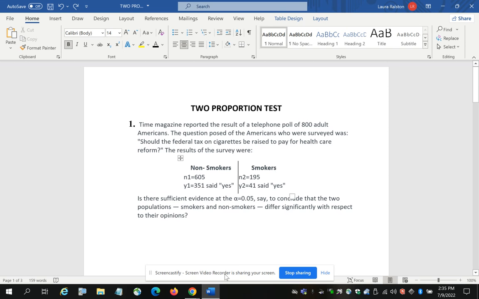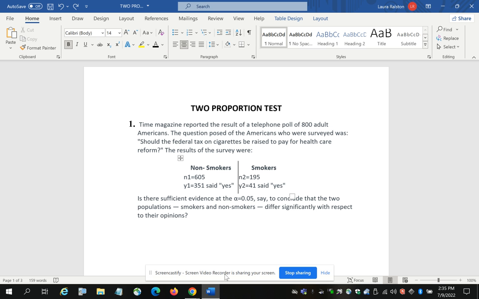I wanted to share some two proportion Z test examples with you. So we're going to take a look. Again, we'll follow the same process that we have for all of the other hypothesis tests that we previously learned. Step one, you state your hypothesis.